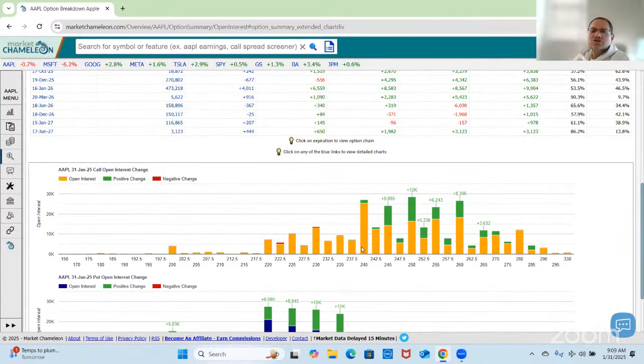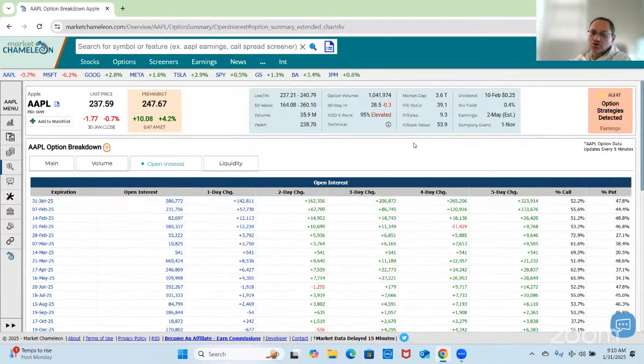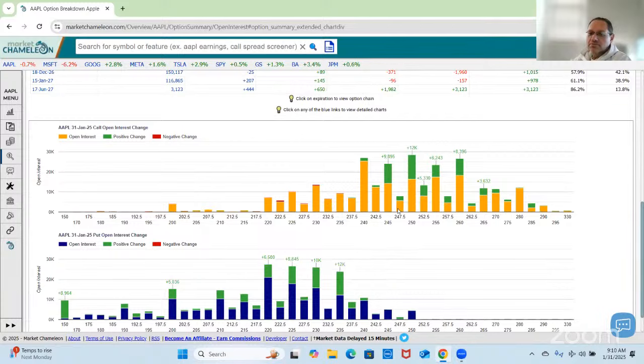If we look at it from the perspective of yesterday's closing price, a lot of that open interest actually would have been in upside calls. Those are call strikes that are above where the stock closed. And it looks like right now in the pre-market, it's trading right at that 250 strike, if I'm correct, or close to 247. So over here.